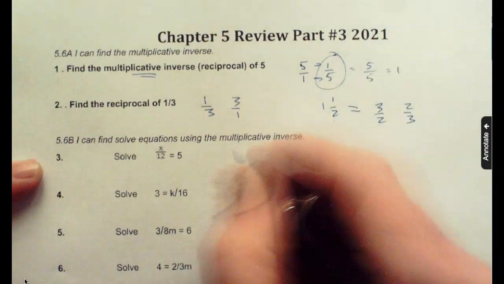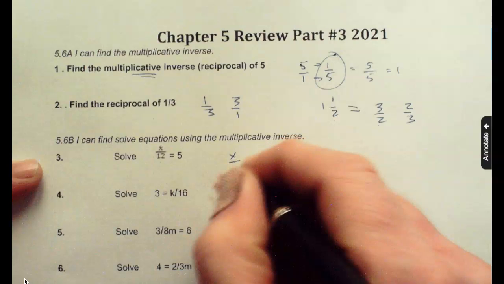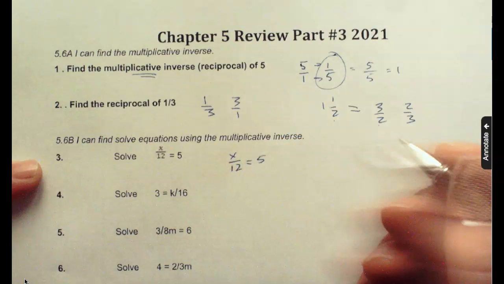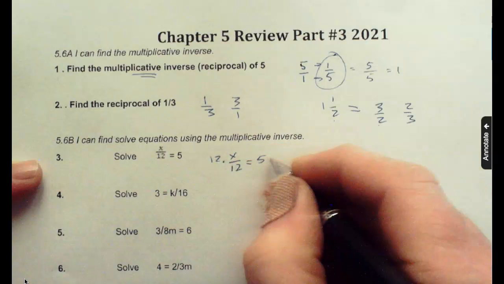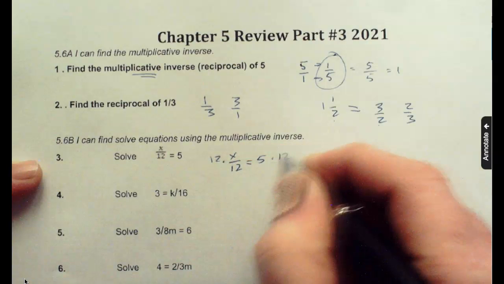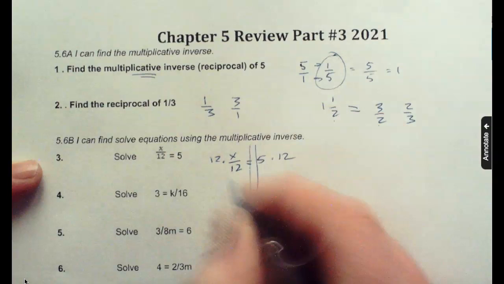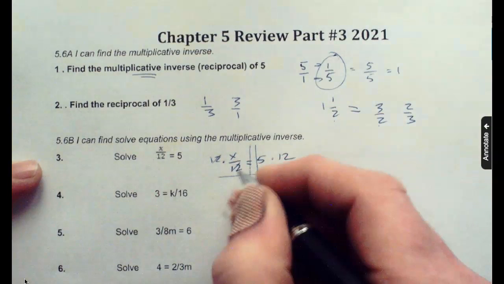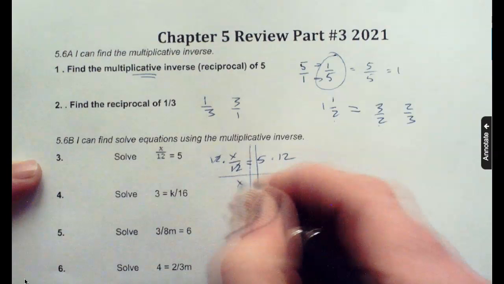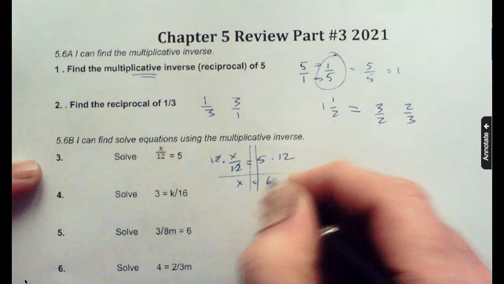Here we have x divided by 12 equals 5. Well, the way you get rid of divided by 12 is to multiply by 12. And you have to do that on both sides. So put our railroad tracks in here. The 12s cancel out. So you're just left with x on this side, and then 5 times 12 is 60.